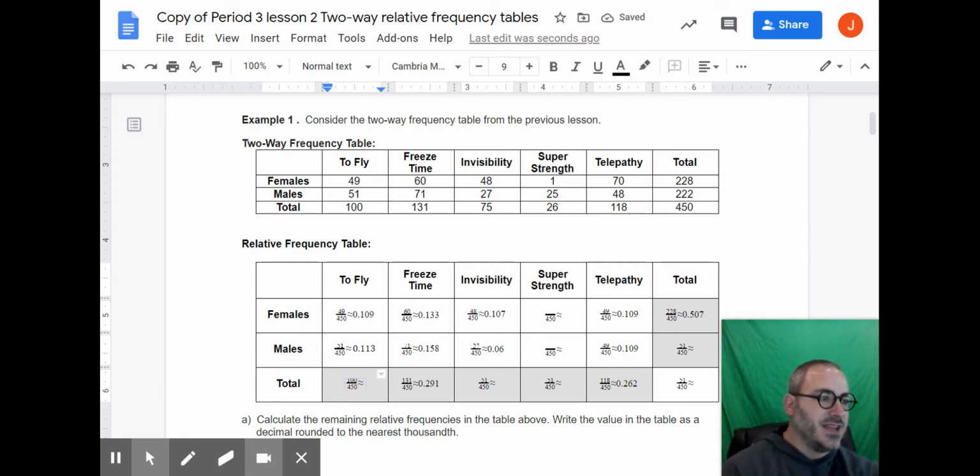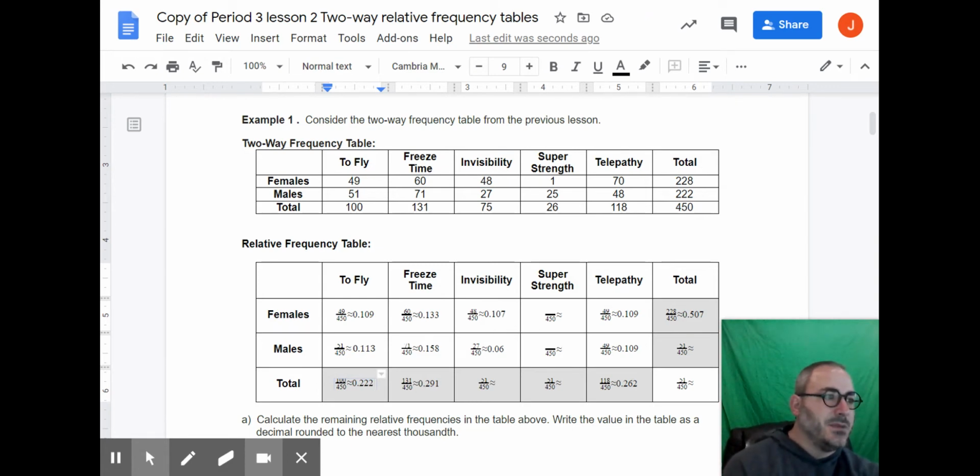I'm almost afraid that you guys can't see. It's kind of small. Well, hopefully you can see that. 100 divided by 450, right? The total number of people that wanted to fly divided by the total number of people gives us a relative frequency of what percentage of people wanted to fly. It's approximately 0.222 repeating. So about 22%.